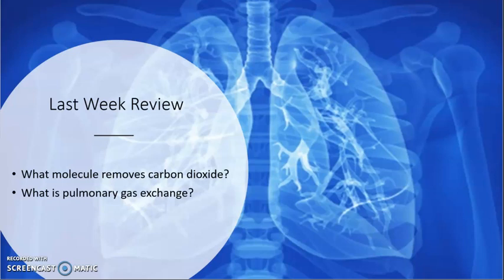Okay, who can answer what is pulmonary gas exchange? Okay. Well, pulmonary gas exchange is the removal of carbon dioxide and the replenishing of oxygen in the blood that occurs at the level between the blood and the alveoli. This process occurs by diffusion, as we said, and is very dependent on the pressure gradient in the lungs.